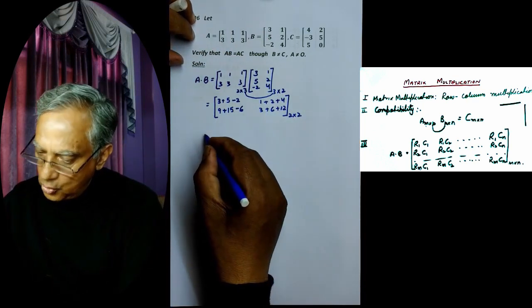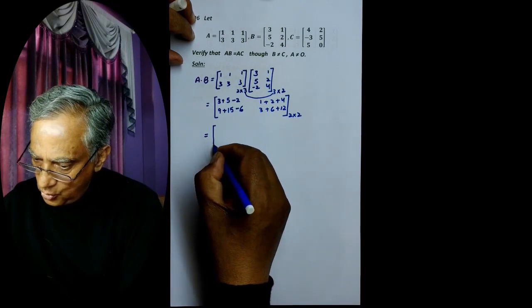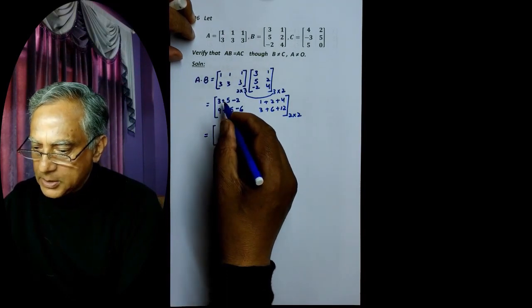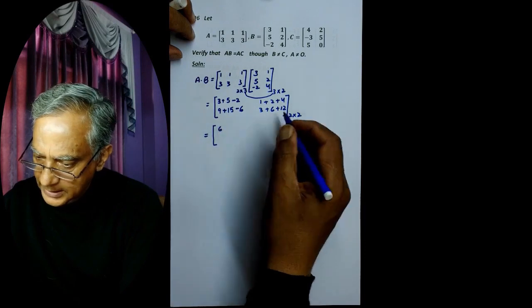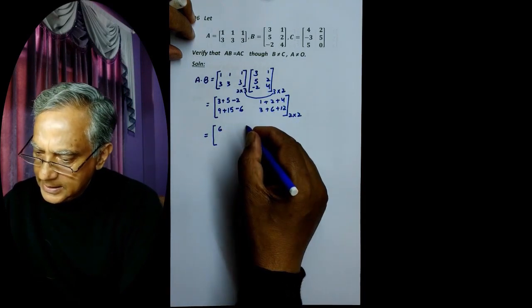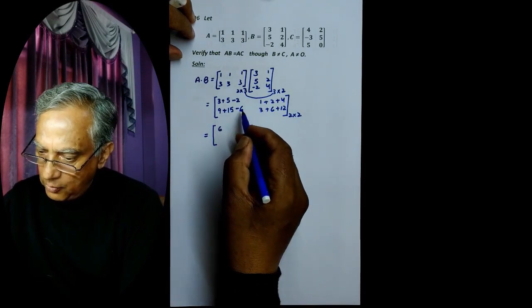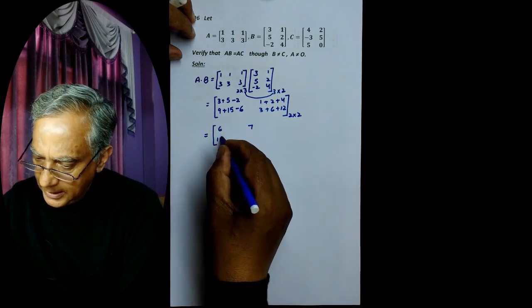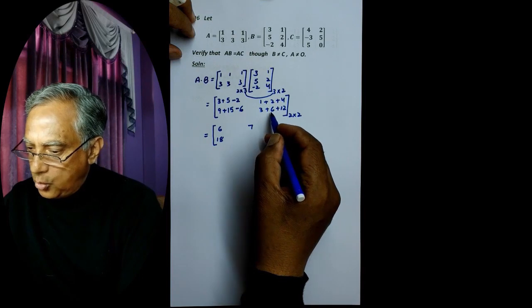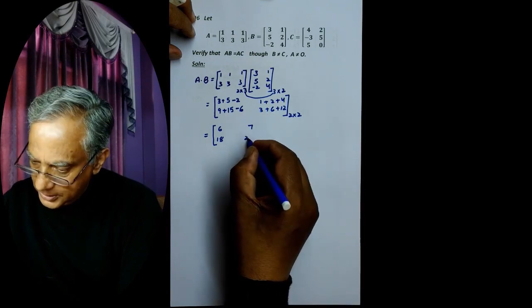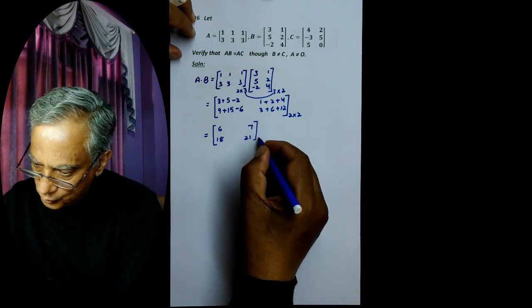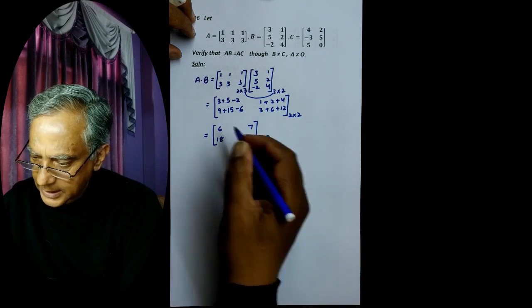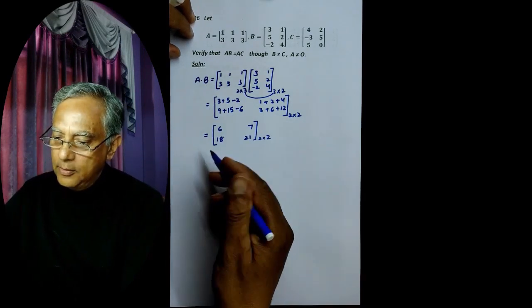This is equal to 3 plus 5 is 8. 8 minus 2 is 6. This is 7. 15 minus 6 is 9. 9 plus 9 is 18. 12 plus 6 is 18 plus 3 is 21. So this is A into B.